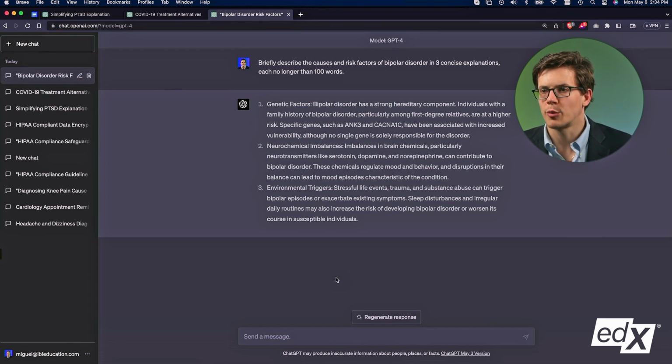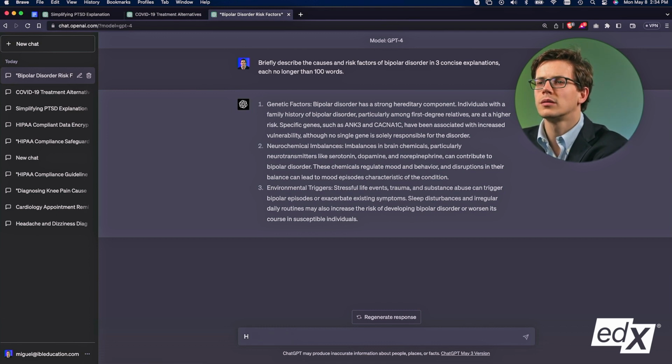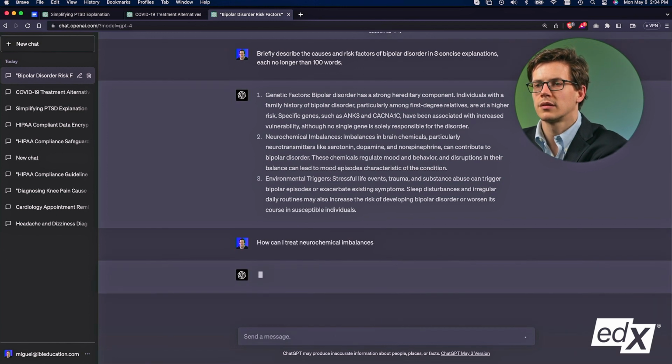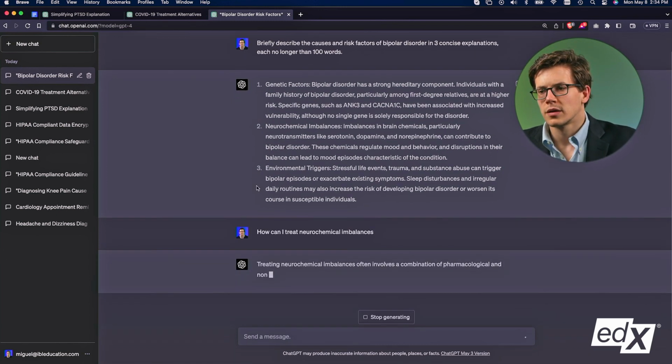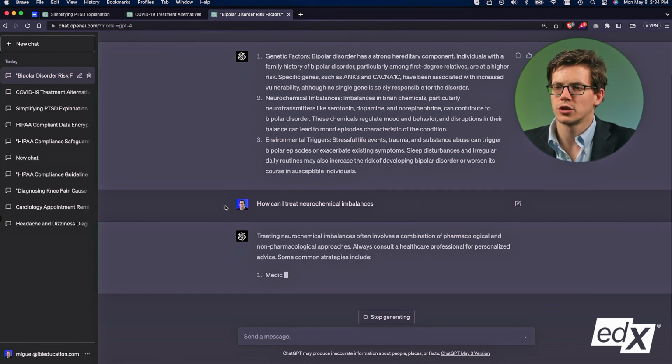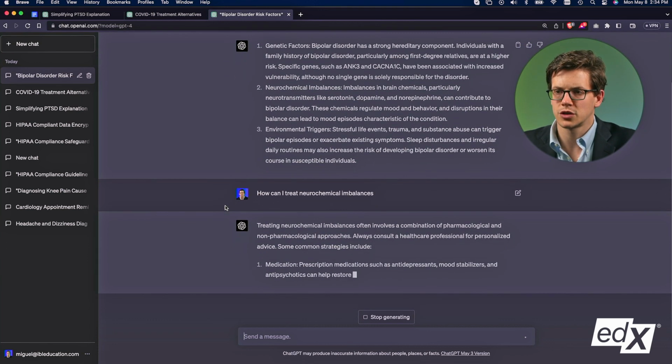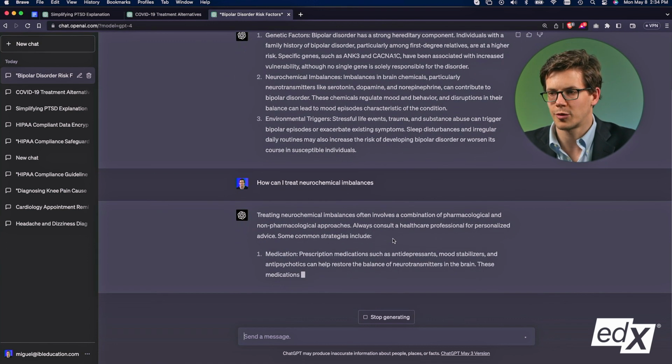Sure. And this is how we have a conversation with this. Let's say neurochemical imbalances in brain chemicals, particularly, how can I treat neurochemical imbalances. Treatment often involves a combination of pharmacological and non-pharmacological approaches. Always consult a healthcare professional.